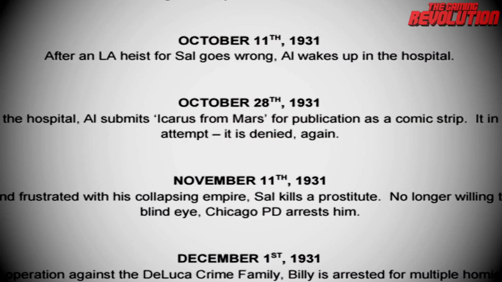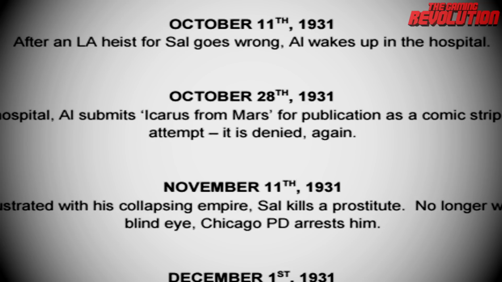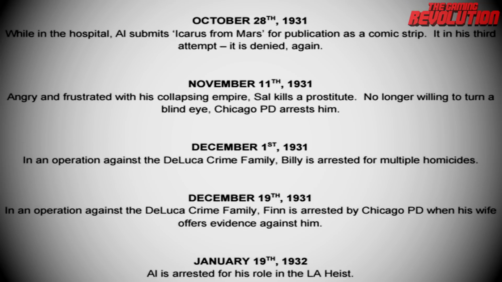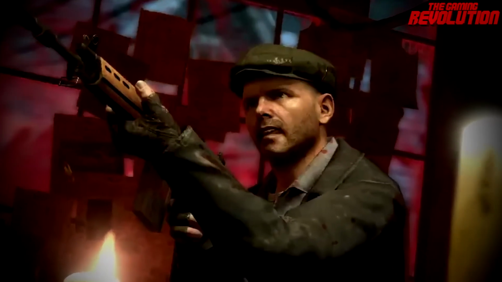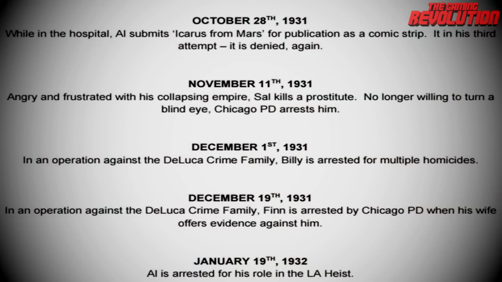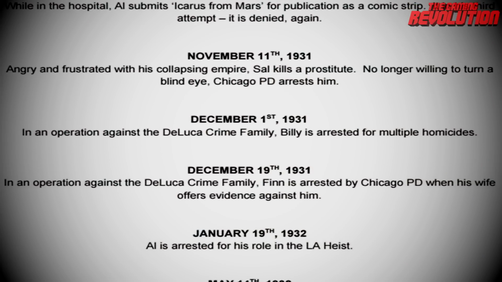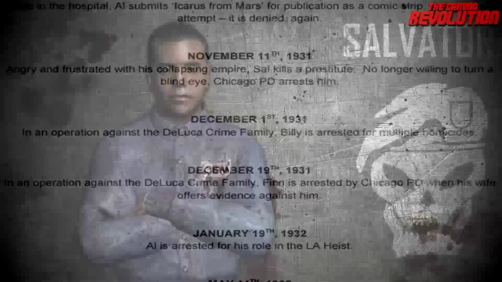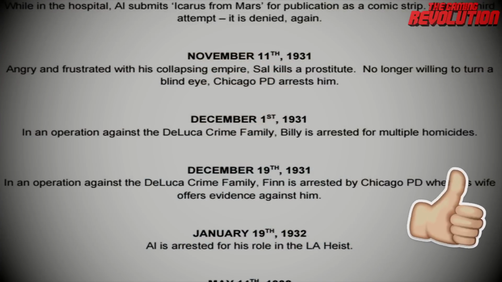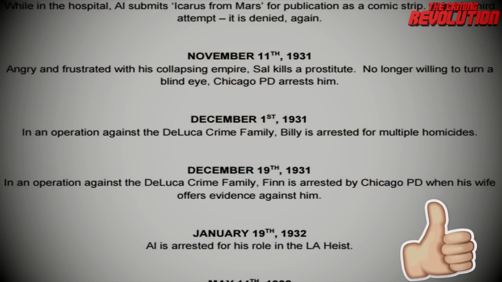On October the 11th, 1931, after the LA heist for Sal goes wrong, Al wakes up in the hospital. On October the 28th, 1931, while in the hospital, Al submits Icarus from Mars for publication as a comic strip. It is his third attempt. It is denied again. On November the 11th, 1931, angry and frustrated with his collapsing empire, Sal kills a prostitute. No longer willing to turn a blind eye, Chicago Police Department arrests him.